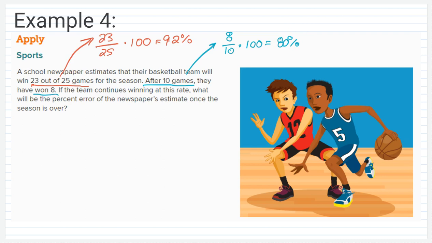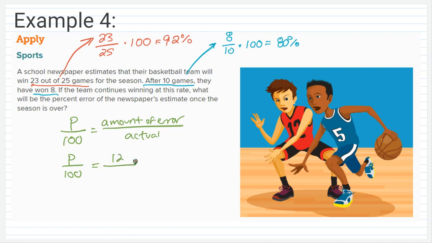Again, we set up our proportion, percent over 100 equals the amount of error over the actual. We don't know what the percent is. That's what we're trying to calculate. The amount of error is the difference between those two winning rates. 92 minus 80 is going to tell me 12. And the actual was what I have written in blue, 80%. And now I can do my cross products and solve.